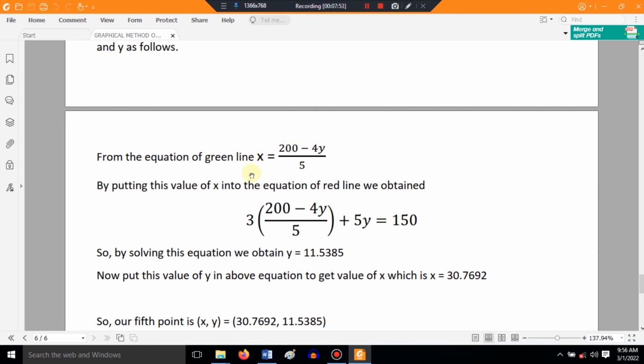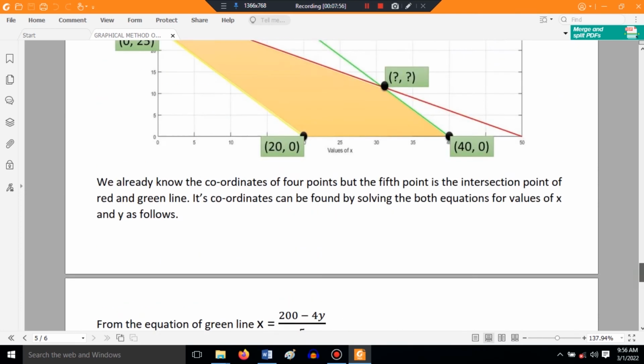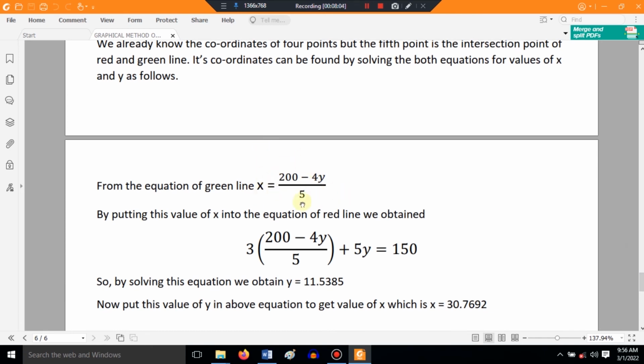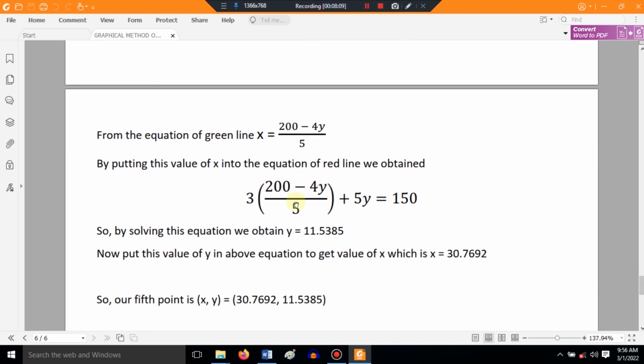Now we will put this value of x into the red line equation. The red line equation is 3 times x plus 5 times y. So we replace the x with this value, and by solving this equation we will get our value of y. Then by putting the value of y back into this equation, we will get the value of x. So our intersection point coordinates are 30.76 and 11.53.